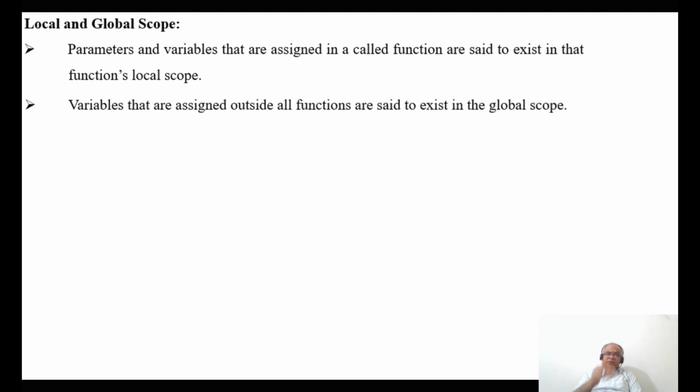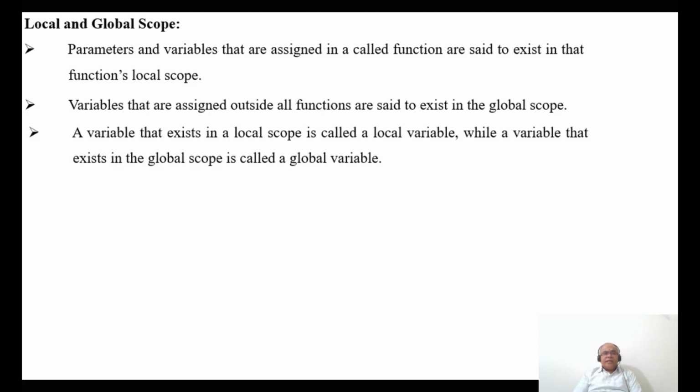So what does it mean? We're going to explain that when I take up an example. Variables that are assigned outside all functions are said to be in the global scope. A variable that exists in a local scope is called a local variable, while a variable that exists in a global scope is called a global variable.